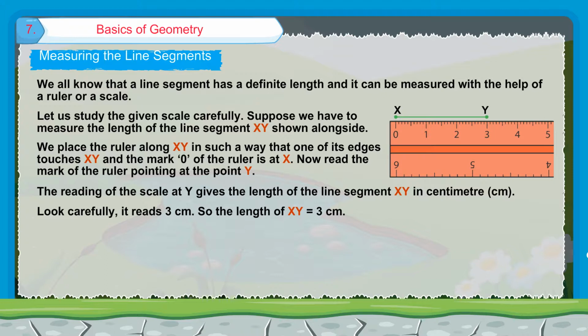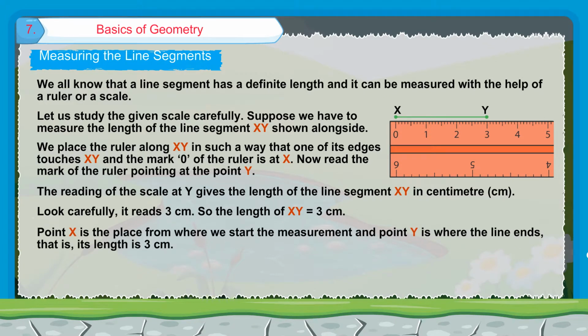So, the length of XY is equal to 3 centimeter. Point X is the place from where we start the measurement and point Y is where the line ends. That is, its length is 3 centimeter.